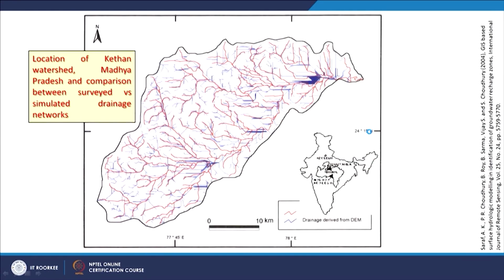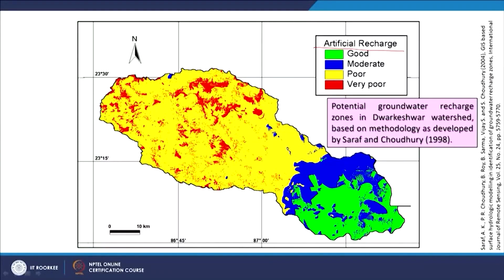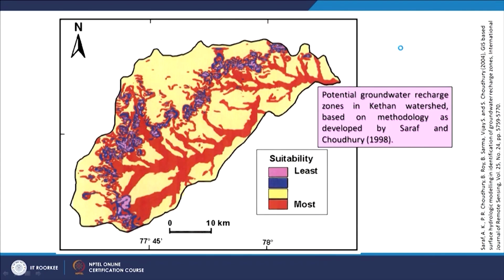So, a very simple technique. One more example of a different area, you can see it works very well. Of course, you can find out the areas which are good for artificial recharge of the groundwater regime, and you can do it quite easily. Similarly, you can find out the potential groundwater recharge zones for another basin.